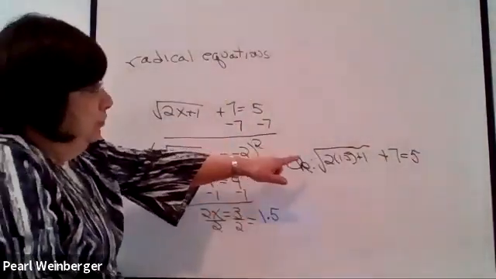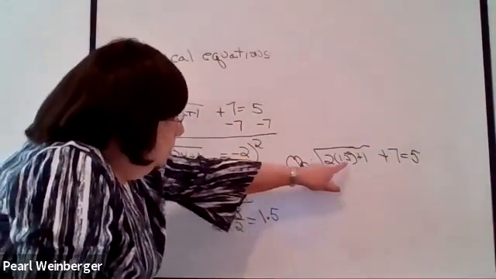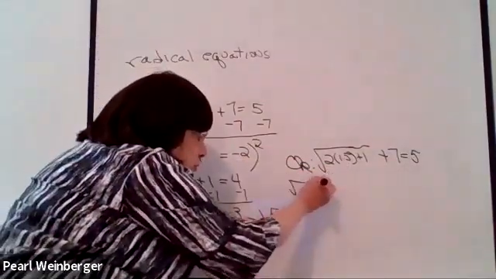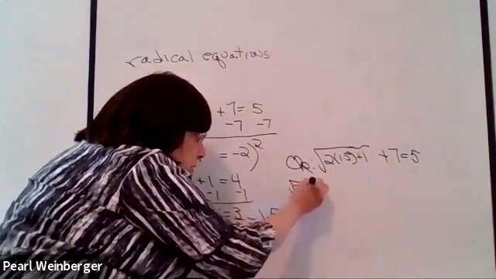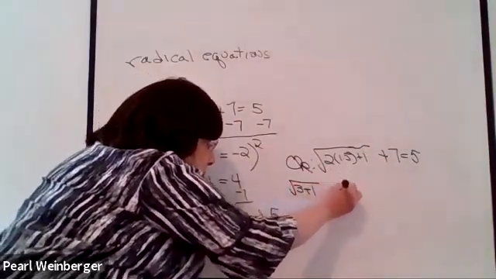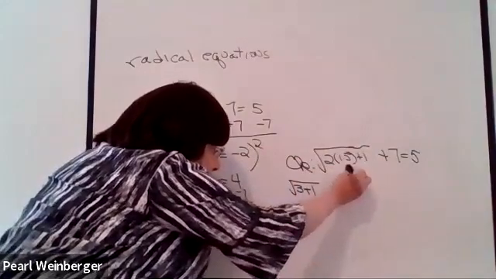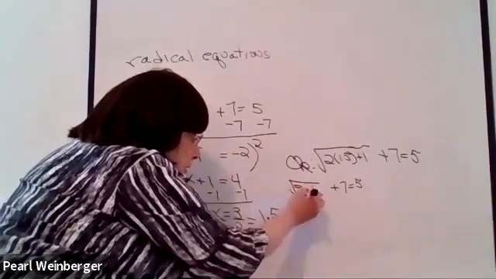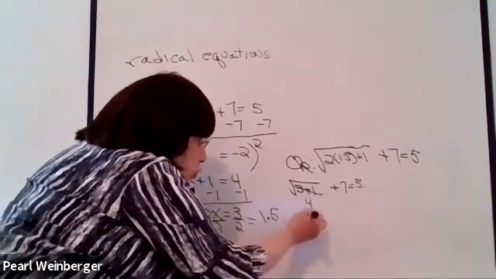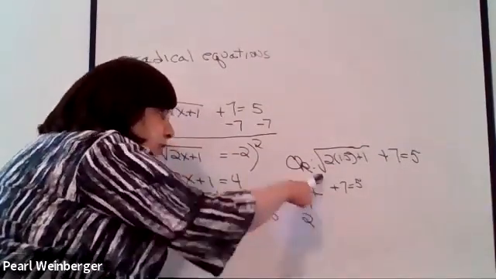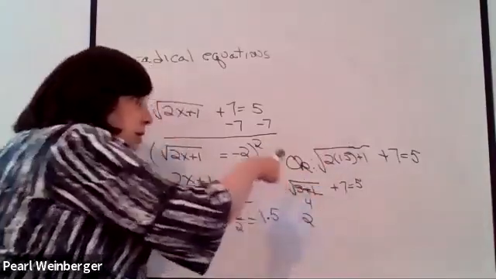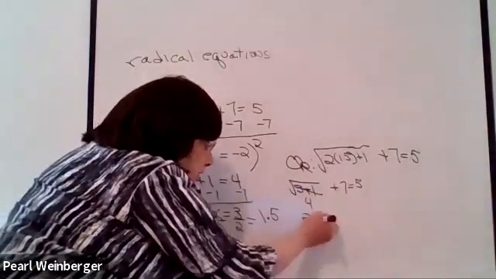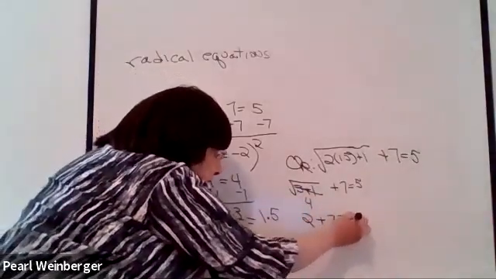Okay, let's go a little further. 2 times 1.5 is 3. So this is the square root of 3 plus 1, plus 7, equals 5. And I know 3 plus 1 is 4, and the square root of 4 is 2. So this radical turns out to be the square root of 4, which is just 2. I add the 2 to the 7, and it gives me 5.